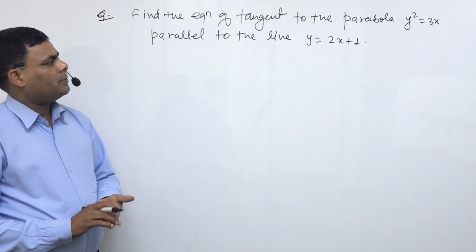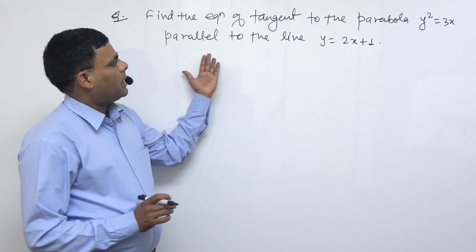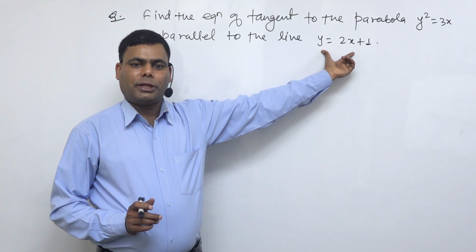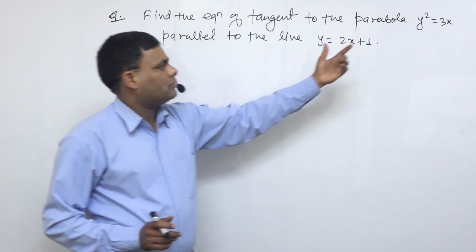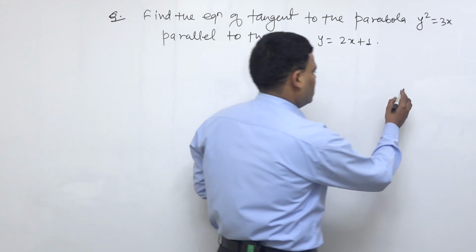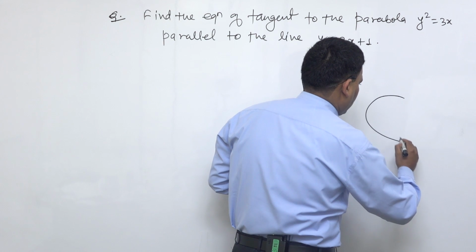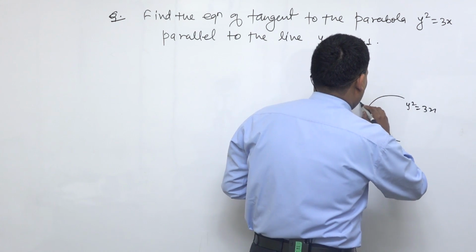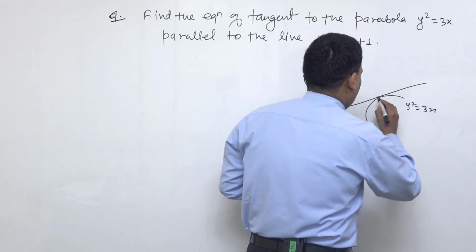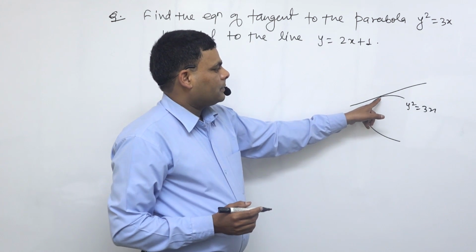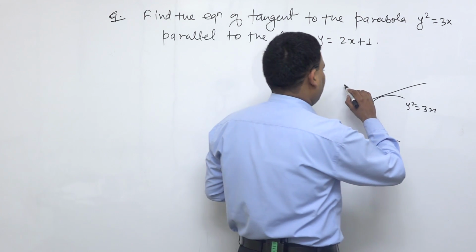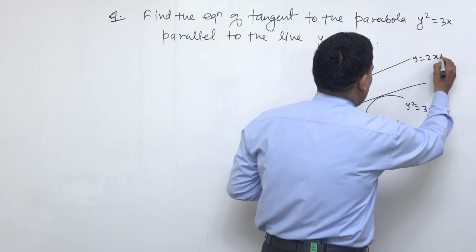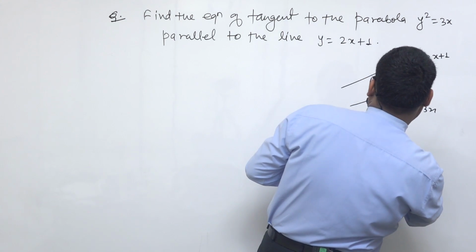Find the equation of tangent to the parabola y square equals 3x parallel to the line y equals 2x plus 1. We have to find the equation of the tangent to the parabola that is parallel to the line y equals 2x plus 1. Suppose this is the parabola y square equals 3x and there is a line. Any line which touches the curve is called a tangent. This tangent is parallel to the given line y equals 2x plus 1.